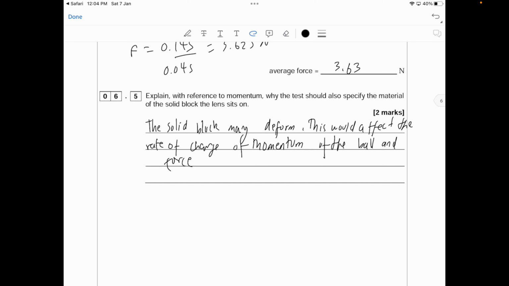So that's the reason why we're explaining, with reference to momentum, why the test should also specify the material of the solid block that the lens sits on. The solid block will deform and it would affect the rate of change of momentum. So this keyword, rate of change of momentum, is very important, of the ball and the force itself.